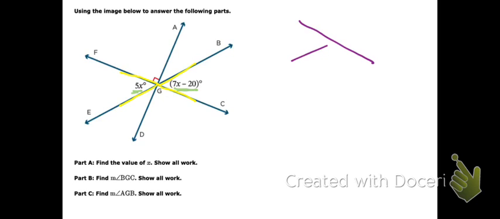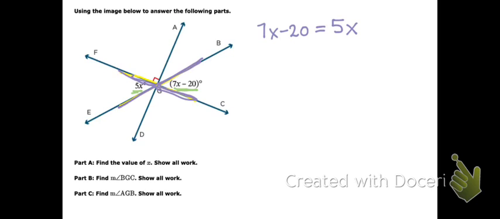When you have two lines that intersect, they create sets of congruent angles. So if this is 50 degrees, the one directly across from it is 50 degrees. And then if this is 130 degrees, the one across from it is 130 degrees. They're called vertical angles and they are congruent. So in this case, our vertical angles are this one, 7x minus 20, and this one, 5x.